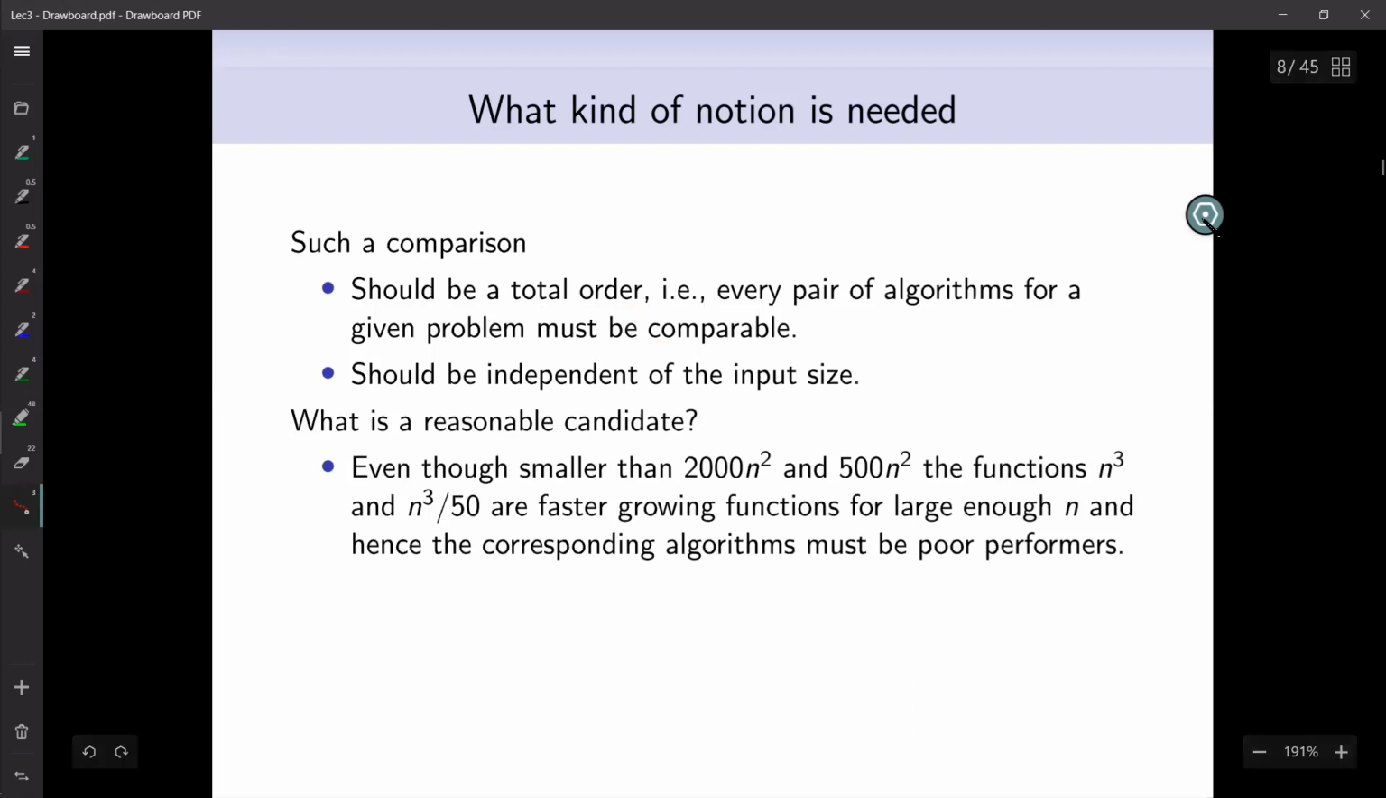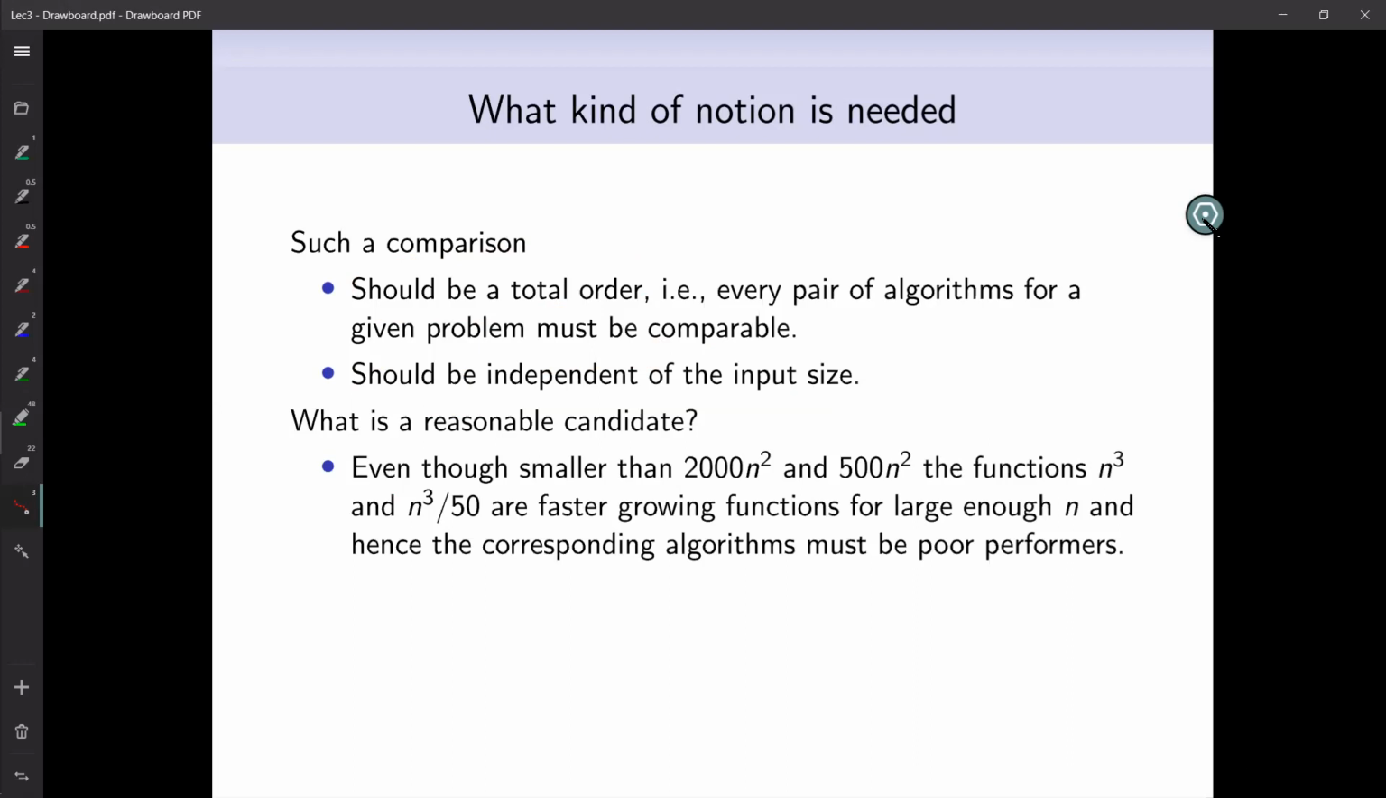Whatever comparison we set up should be a total order, and this should also be independent of input size. That is a fundamental feature in algorithm design. Our comparison should not be based on input size. So for n equal to 100 this is a comparison, for n equal to 600 this is a comparison. This is not acceptable, particularly because you want uniformity.